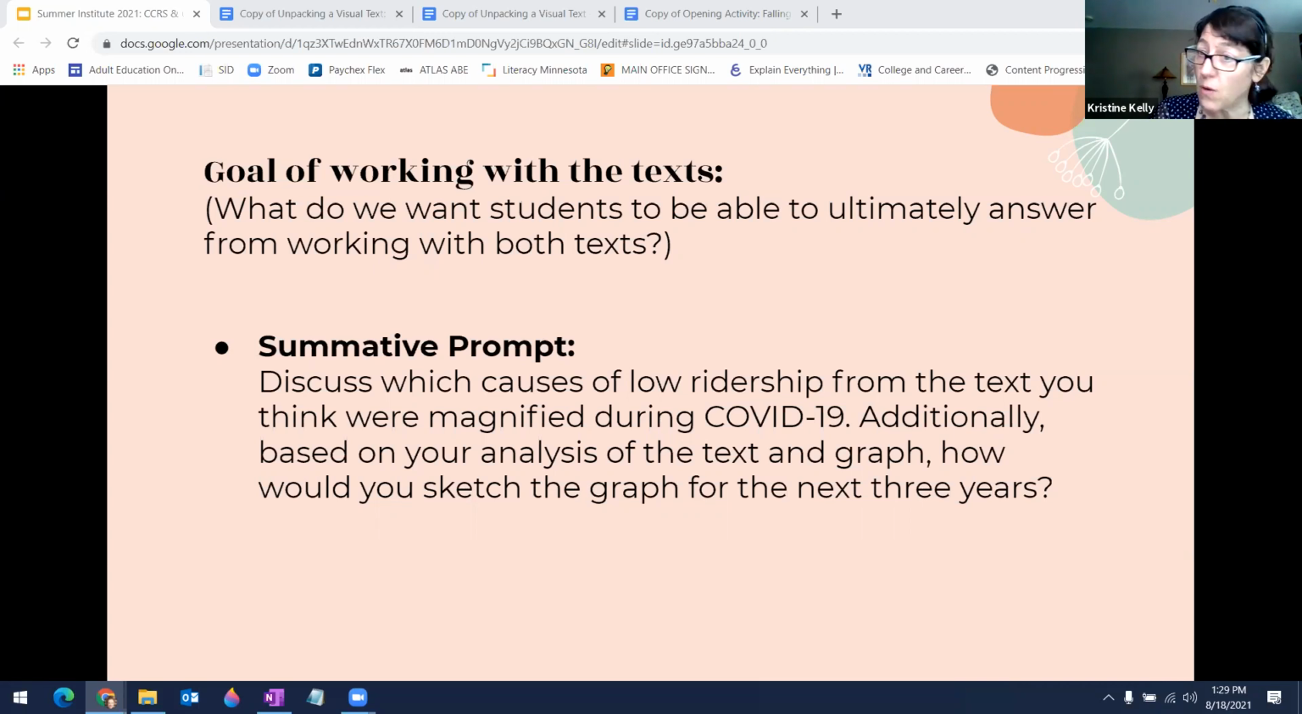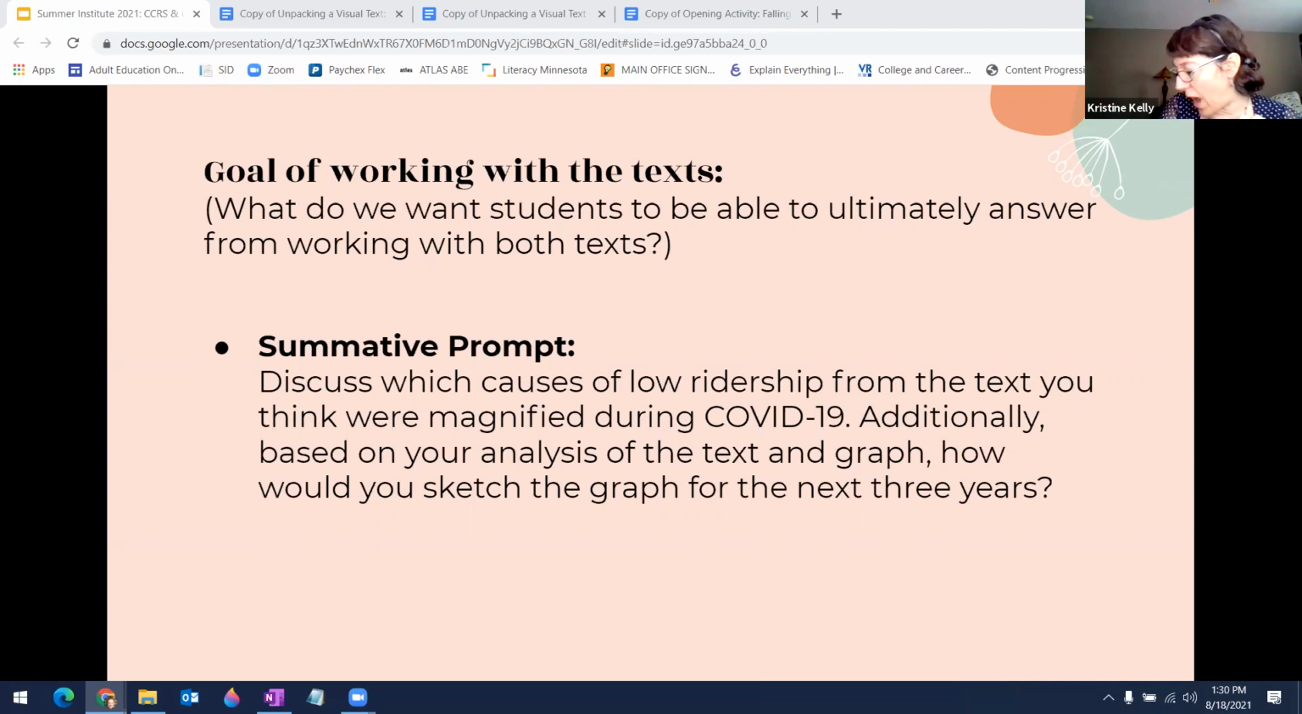You can do this with low levels, and the questions may look very different than what you're about to see. AS means adult secondary. So we have low adult secondary and high adult secondary. High adult secondary would be the students who are ready to take the GED. But you may have questions like, what is the graph about? Which word, or what does the word mean? What is the title? Where can you find certain information?